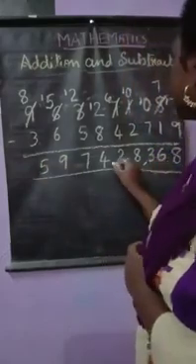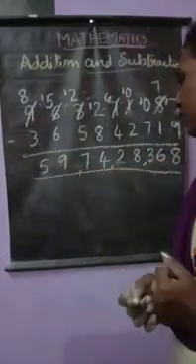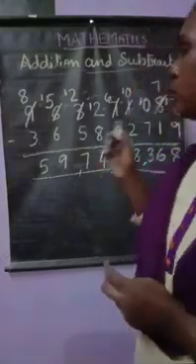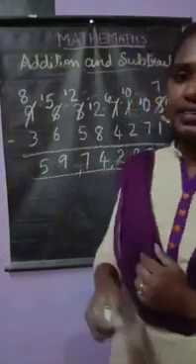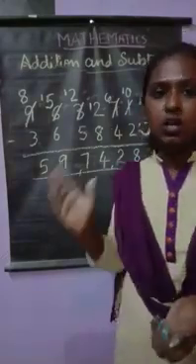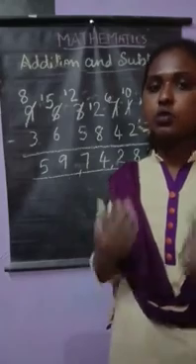So students, we got 59 crore 74 lakh 28,368. I hope you learned. Please write and practice that. You will understand clearly. If you are not understanding, watch the video twice or thrice so that you will understand clearly.